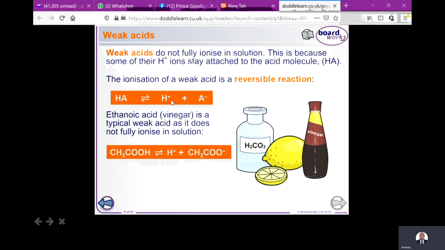Unlike a weak acid, a strong acid ionizes fully, releasing all the hydrogen ions in solution. Because of the high concentration of hydrogen ions in solution, it will react very fast. It is a strong acid, and because it is a strong acid, it will have a low pH.